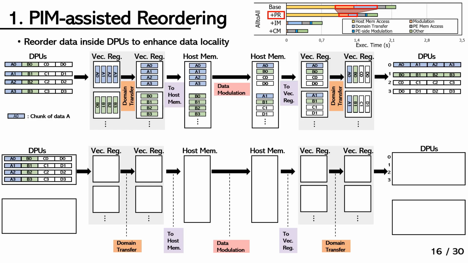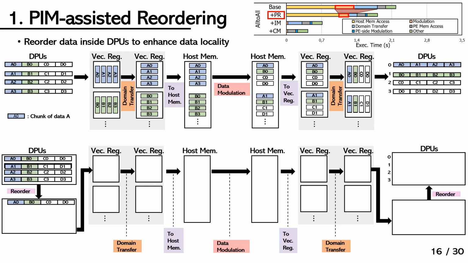The first is PIM-assisted reordering, which aims to offload a portion of the data modulation process to the DPUs to utilize their massive internal bandwidth. And just a heads up, the bars on the upper side of the slide show the improvements earned from each step, so it should give you a brief idea of how much impact each technique has. Now, back to our first technique.